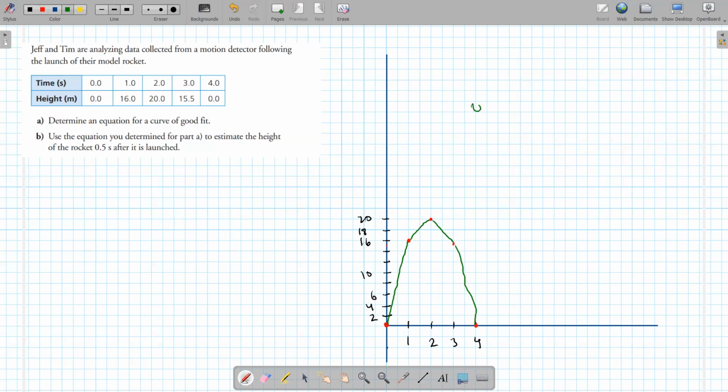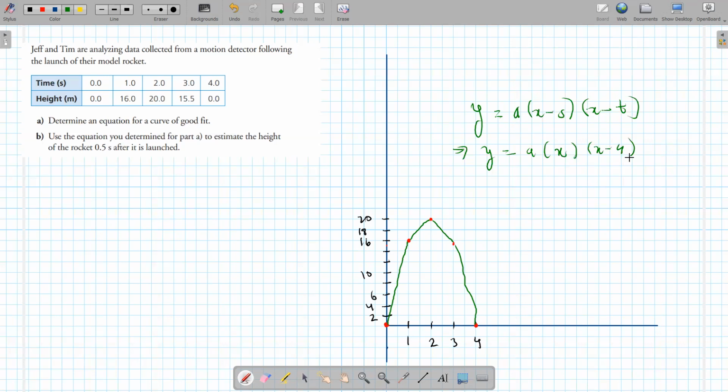All right, if you want to use the quadratic factored form, y equals a times (x minus s) times (x minus t). What's s and t for us here? Remember, they are the x-intercepts: 0 and 4. So you have x minus 0, which is just x, and then you have x minus 4.